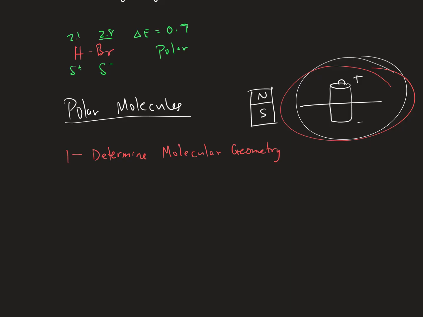All right, next we determine if each bond is polar or not. And then step 3 is we perform the line test. Now, the line test, I feel like that's the easy way.